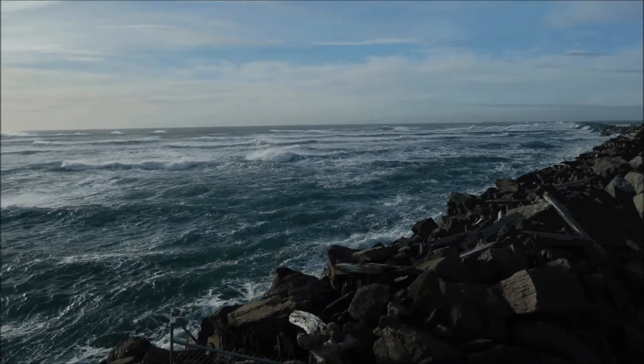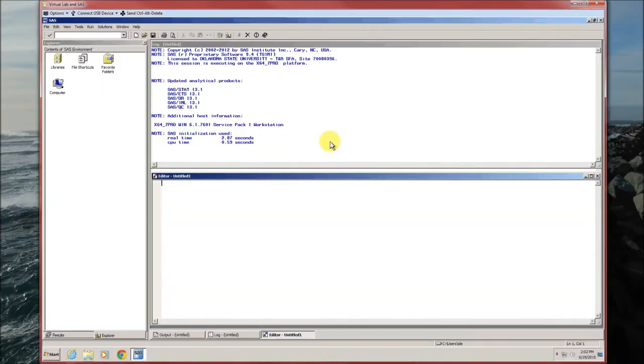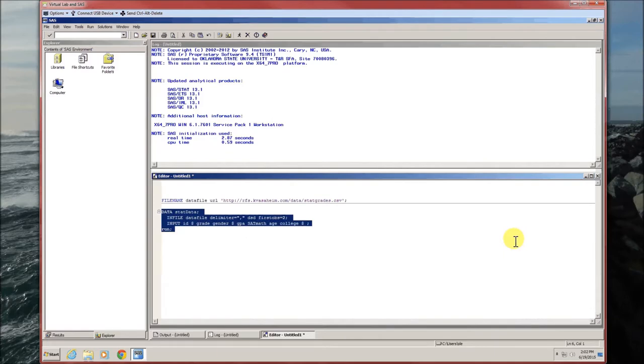Alright, welcome to this short little video on how to do analysis of variance and multiple comparisons using SAS. This really is just an introduction to it. So the first thing we've got to do, as usual, is import the data. We're going to use the usual data set, the StatGrades data set. And again, click on the little running person up here, or F3 on your keyboard.